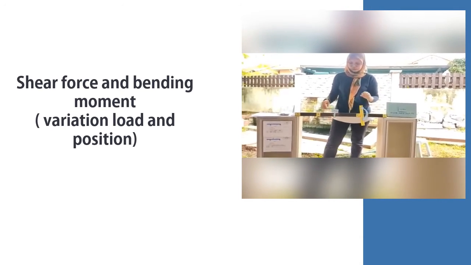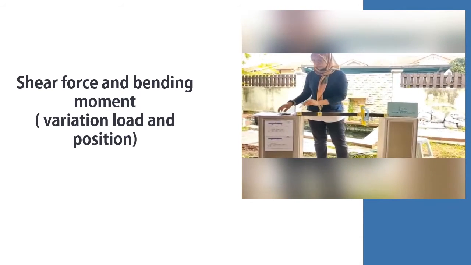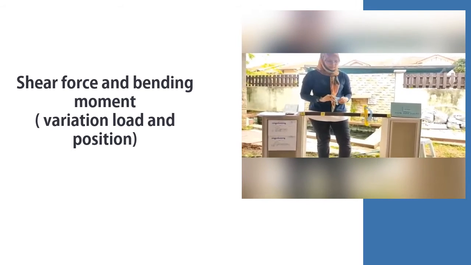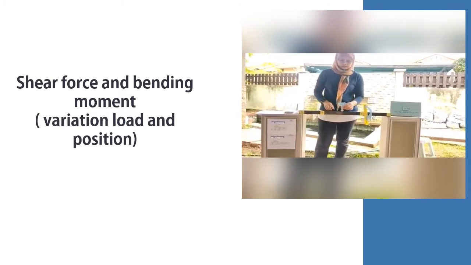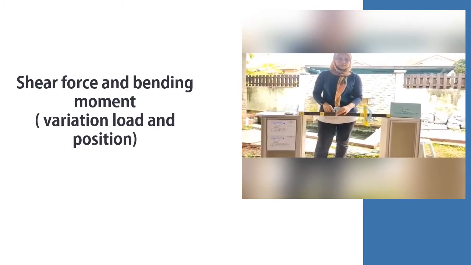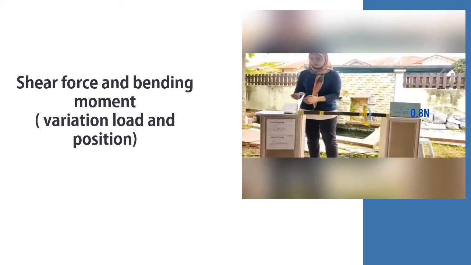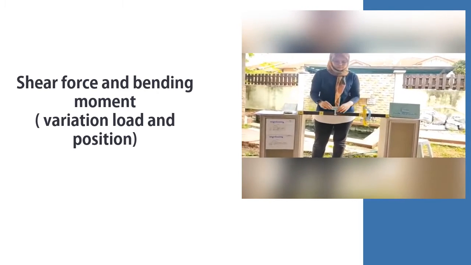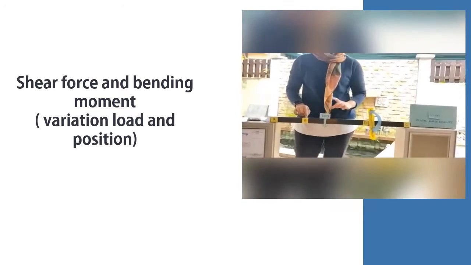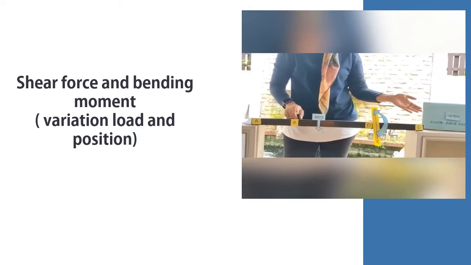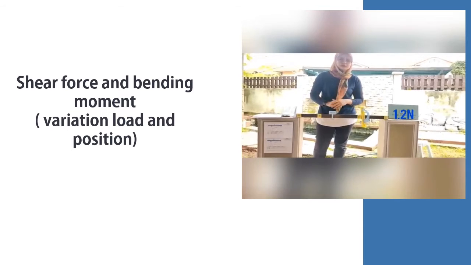Secondly, we put the 200 gram at the same location, 140 mm from point B, and we read the digital force value. Thirdly, we put 300 gram between point B and D, 140 mm from B, and we read the value at the digital force display.